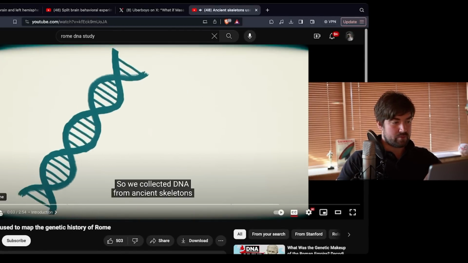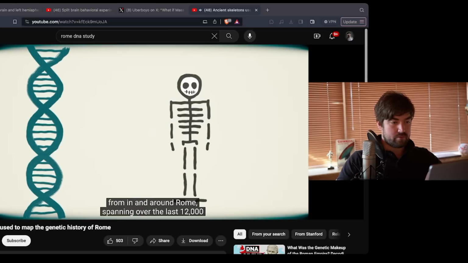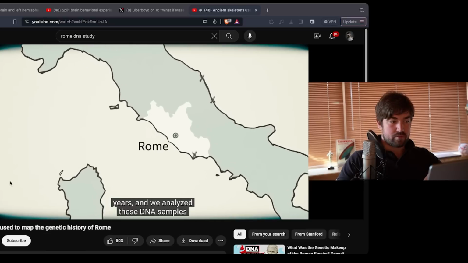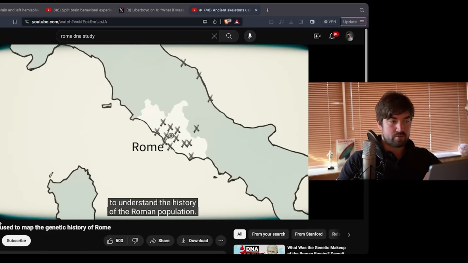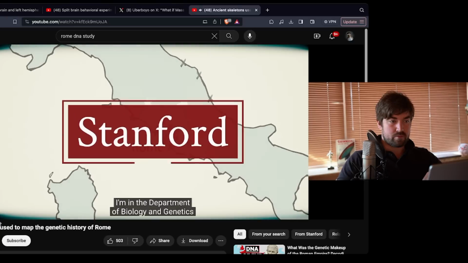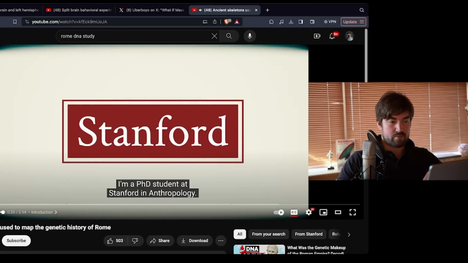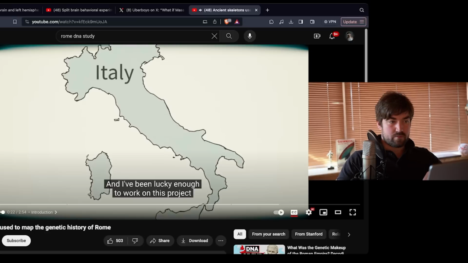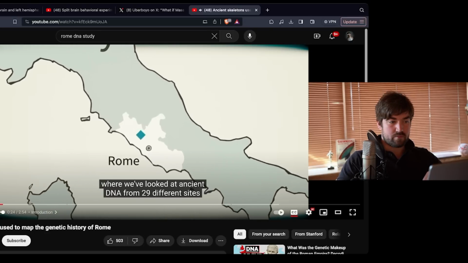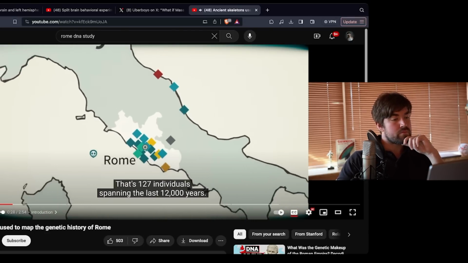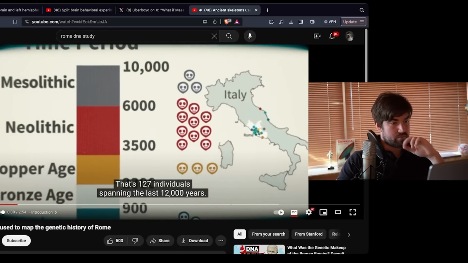We collected DNA from ancient skeletons from in and around Rome, spanning over the last 12,000 years, and we analysed these DNA samples to understand the history of the Roman population. I'm Jonathan Pritchard. I'm in the Department of Biology and Genetics at Stanford University. I'm Hannah Moots. I'm a PhD student at Stanford in anthropology, and I've been lucky enough to work on this project where we've looked at ancient DNA from 29 different sites in and around Rome. That's 127 individuals spanning the last 12,000 years.